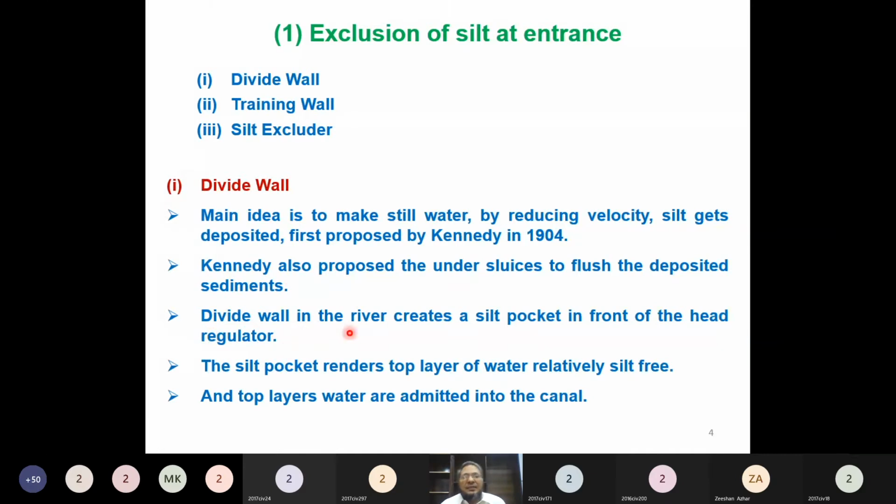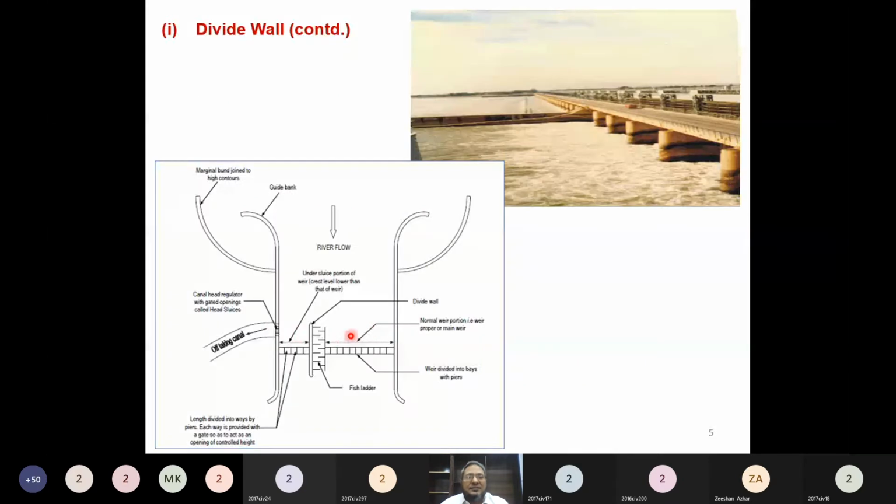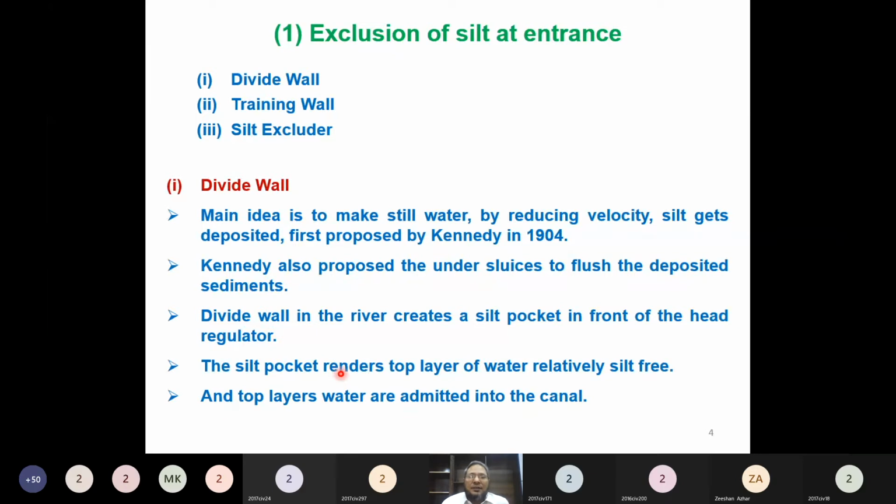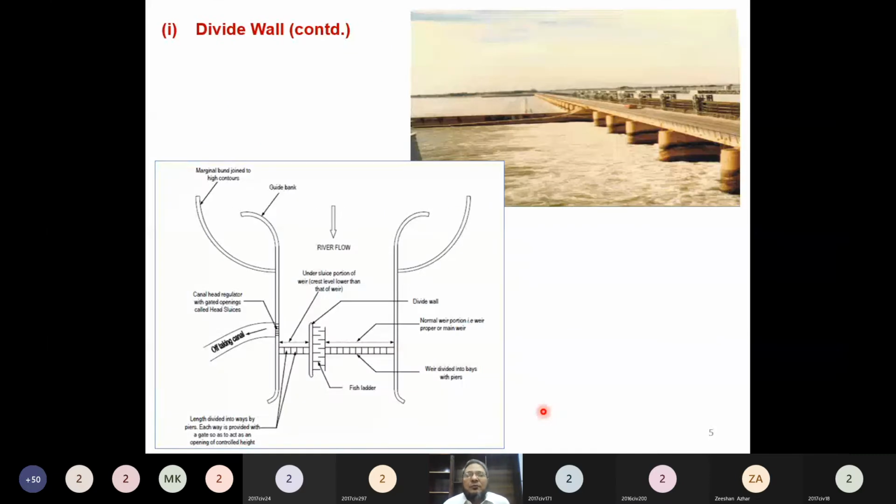So the divide wall in the river creates a silt pocket, as this is a silt pocket. What do we mean by pocket? It is closed from 3 sides and open from 1 side. This silt pocket renders the top layer of water relatively silt free, so the upper layers have less silt and the lower layers have more silt. The top layer water, which has lesser silt content, is admitted into the main canal. So that is the purpose of the divide wall. Here in this barrage structure, you can see that this is a divide wall. These bays are undersluice bays and these bays are normal bays.